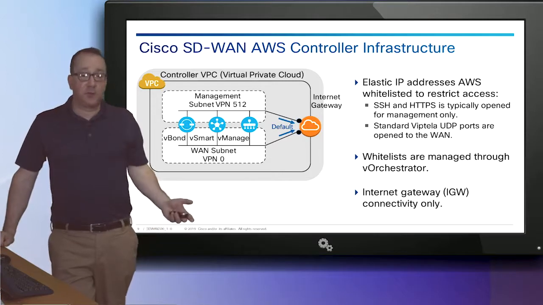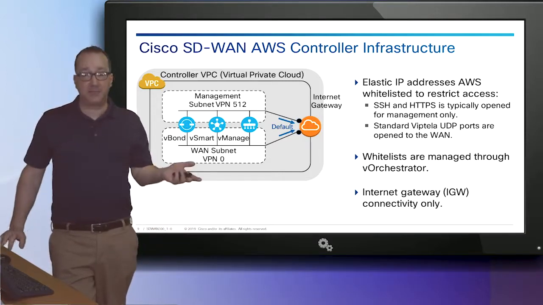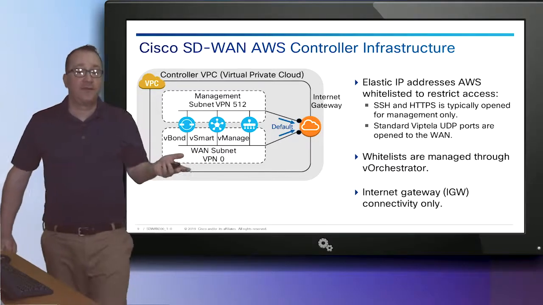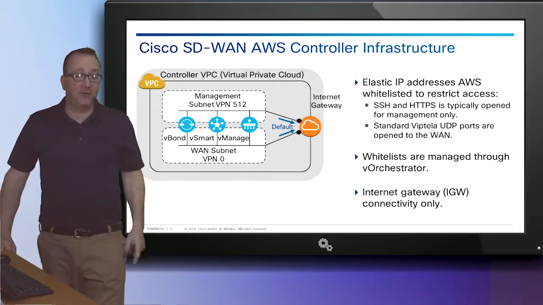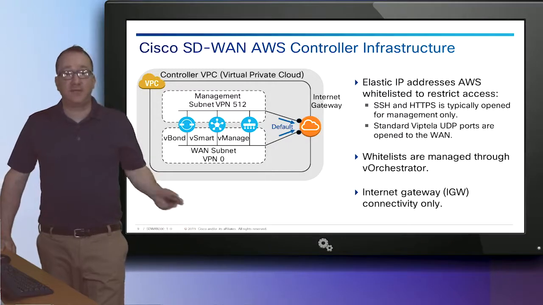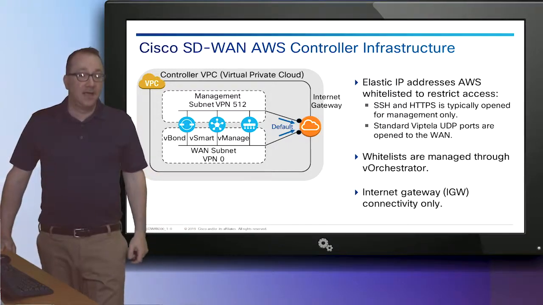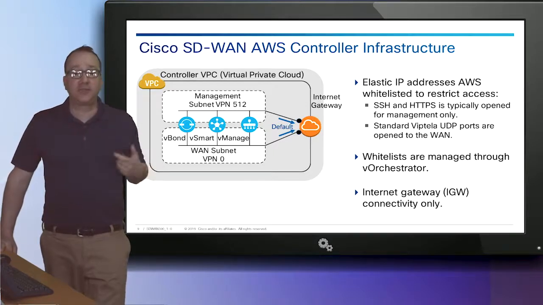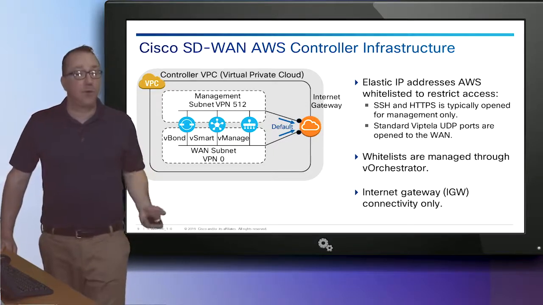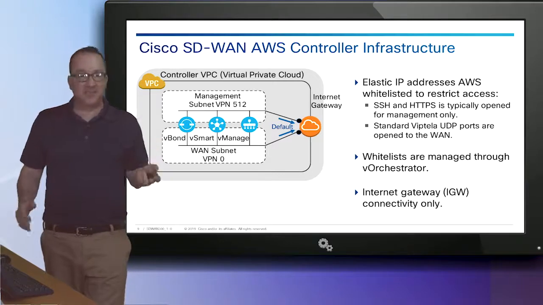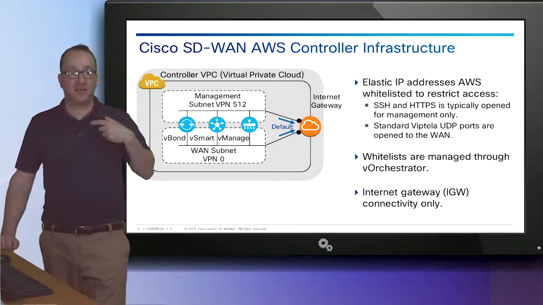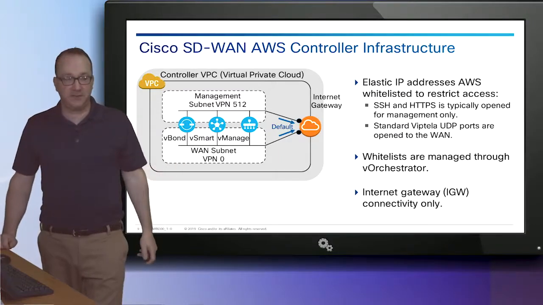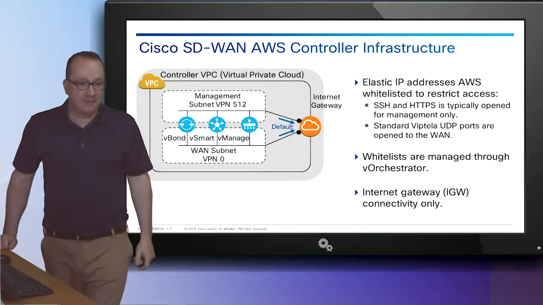The controllers are deployed, each with one interface in the management subnet, VPN 512 as we discussed earlier, and one in the WAN subnet, VPN 0, and both subnets are going to default to the internet gateway. Okay? Access to the controllers is going to traverse that internet gateway, and each controller has two elastic IP addresses, one per interface. Elastic in this context means that the IP address belongs to the customer and stays with the customer, as opposed to static, which is not customer specific and can change over time.